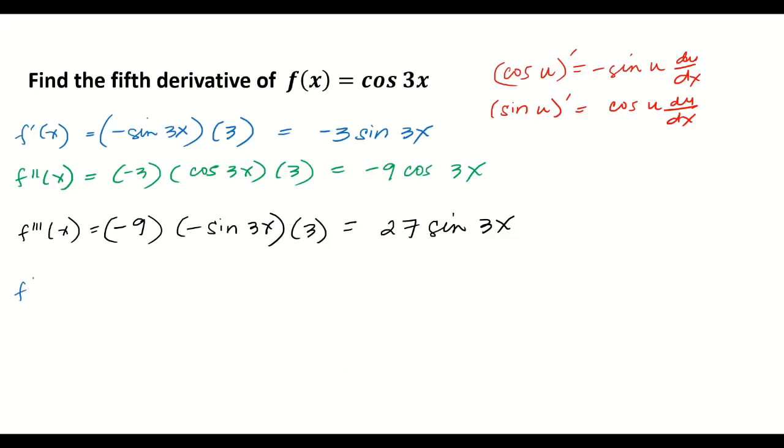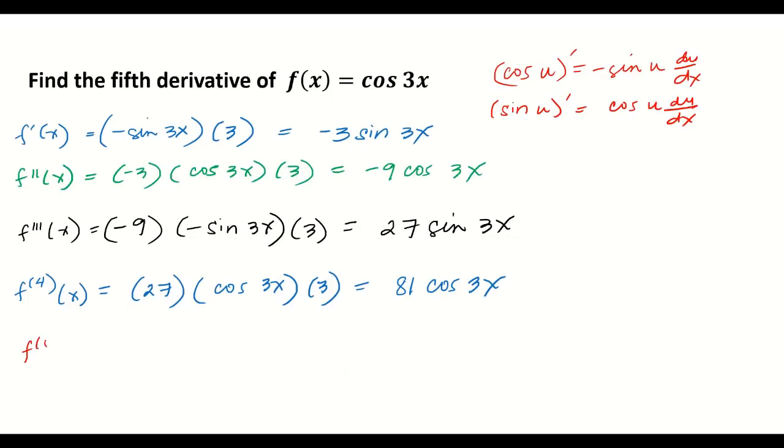For the fourth derivative, we have to get the derivative of 27 sine 3x. So this would be 27, and then the derivative of sine 3x is cosine 3x times 3. So simplifying, 27 times 3 is 81 cosine 3x.